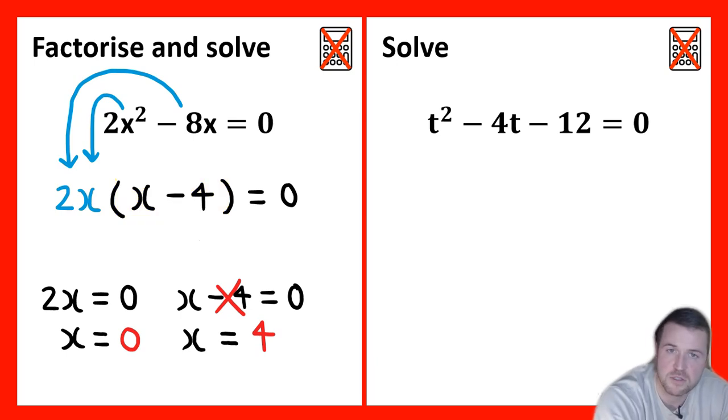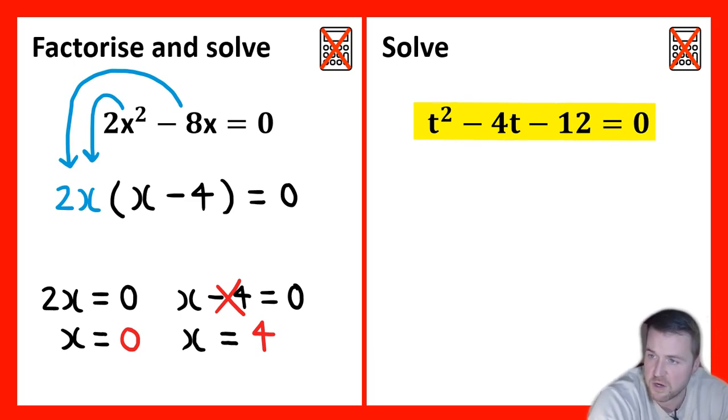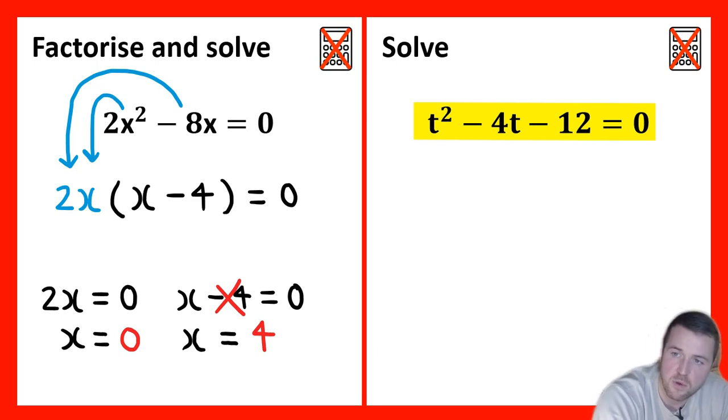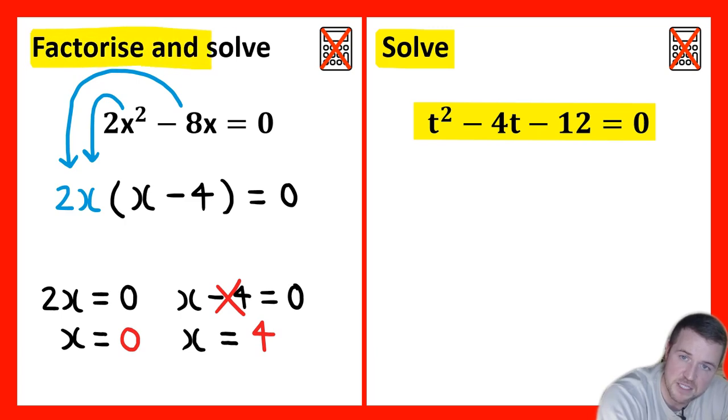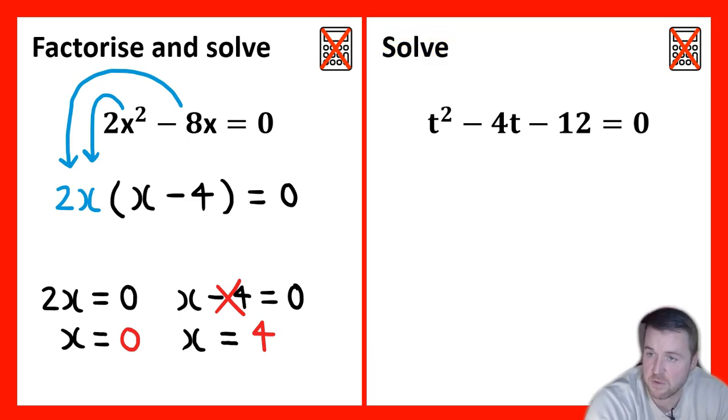For the second question, we need to solve something which is more in the typical format of a quadratic, where we have t squared minus 4t minus 12 equals 0. Notice how the question tells us to solve and doesn't explicitly say factorise and solve. We need to recognise that to solve this, factorising would be helpful and is typically something that we would be able to do on a non-calculator paper.